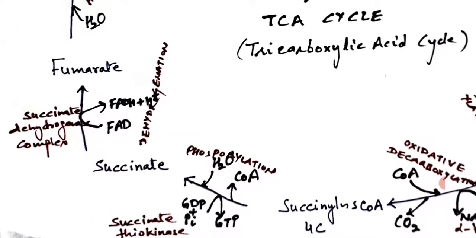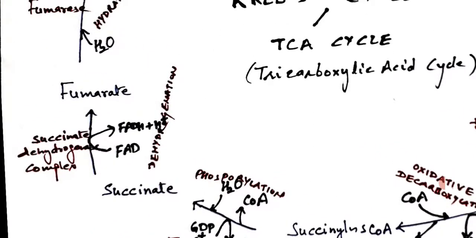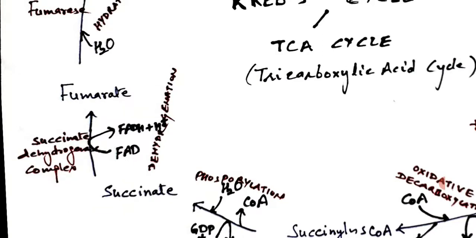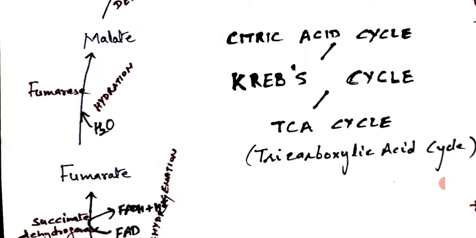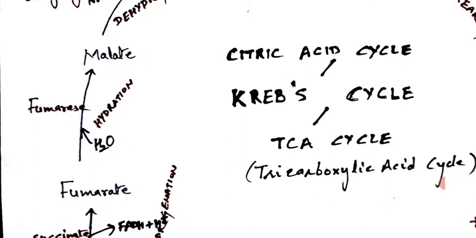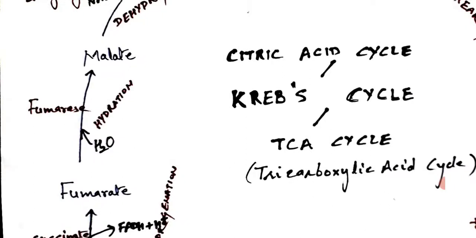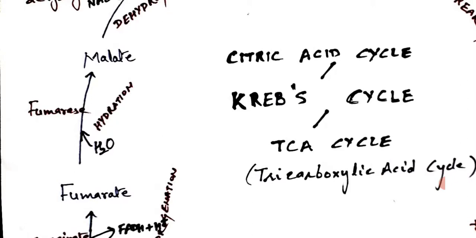In turn, the succinate undergoes dehydrogenation. One hydrogen is removed, catalyzed by the enzyme succinate dehydrogenase complex. This time this hydrogen is carried away by FAD to form FADH, and this FADH enters the ETC to form 2 molecules of ATP per molecule of FADH. Now the succinate forms fumarate in this reaction, and then fumarate is converted into malate by the enzyme fumarase. So fumarate undergoes hydration, that is, one water molecule is added to form the malate.